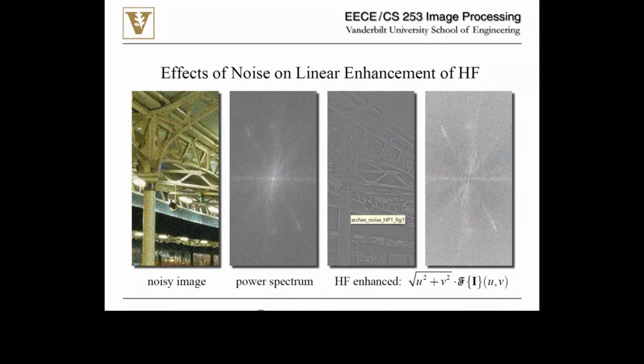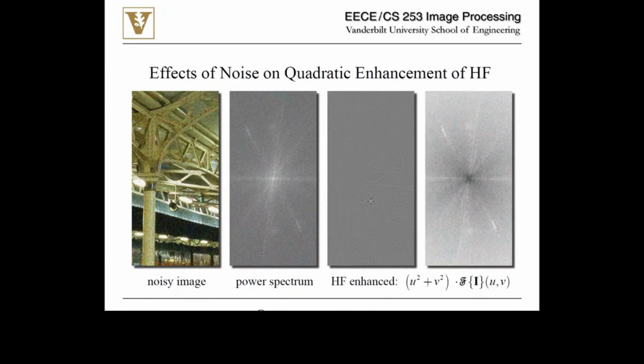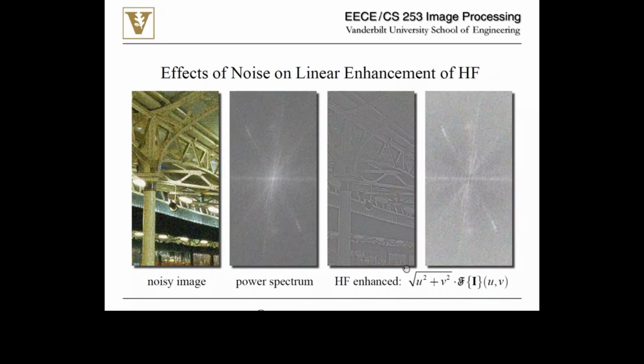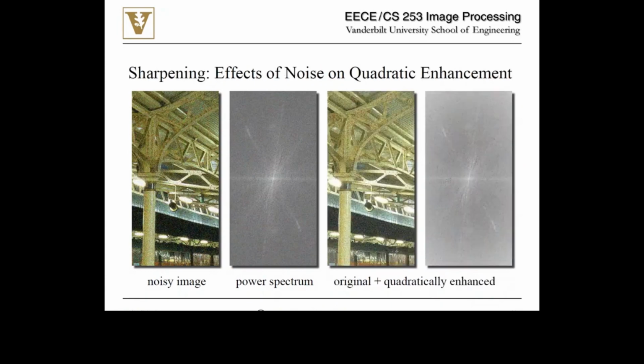And again, in those very flat areas, what you have is very little power coming from the signal and a lot of power coming from the noise. And then what you are boosting is the noise. You are finding the derivatives of the noise. And then the sharpening of these two. And this is with linear enhancement, so here we have omega, while this one is with quadratic, so we have omega squared.